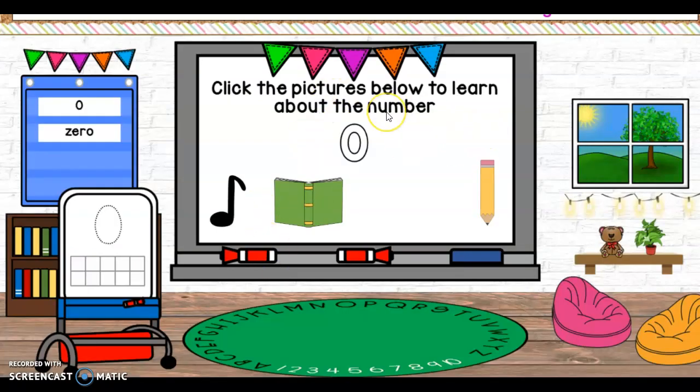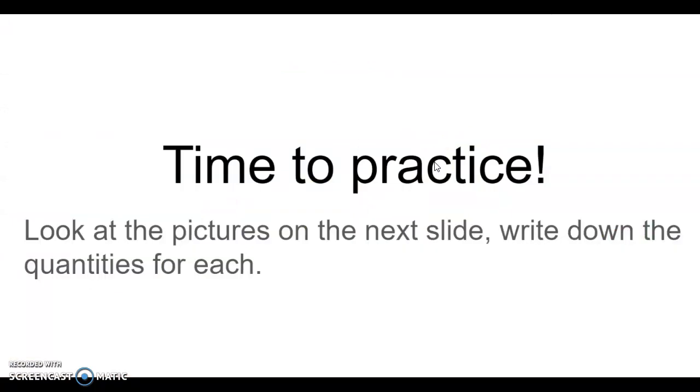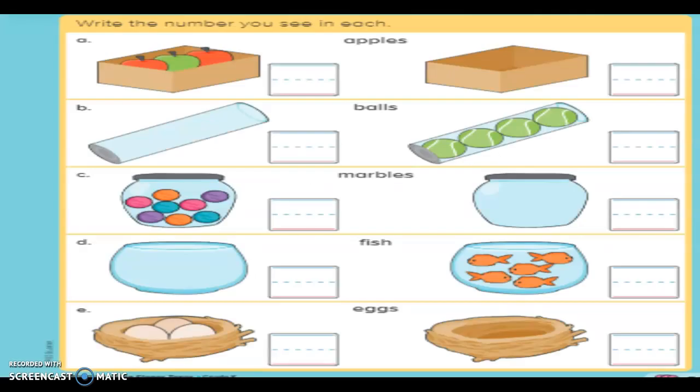Just like the other digits we had, we're going to click on the pictures to learn about the number 0. So you can click on any one of these and it will take you to a YouTube video about the number 0. Time to practice. Look at the pictures on the next slide and you're going to write down the quantities for each.